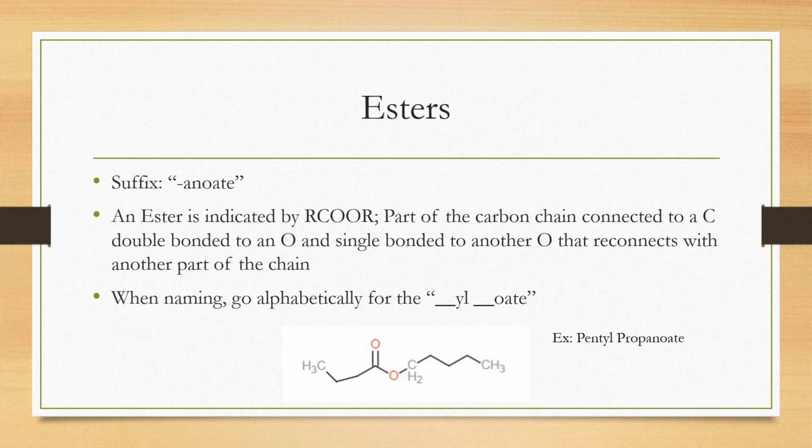Esters are 2 chains connected by a COO, which is a C double bonded to an O and single bonded to another O. Both parts of the chains are indicated in the nomenclature alphabetically and not by length.